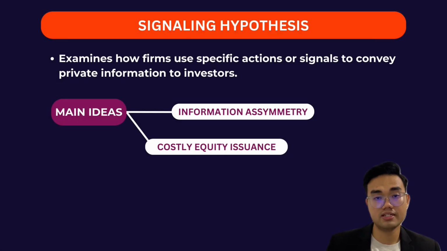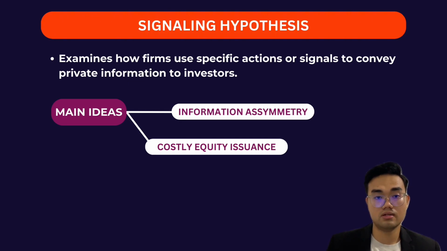Next one, signaling hypothesis. What is the signaling hypothesis? The signaling hypothesis is a theory in finance that examines how firms use specific actions or signals to convey private information to investors. It helps us understand how companies can communicate with investors. It is based on two main ideas: information asymmetry and costly equity issuance.